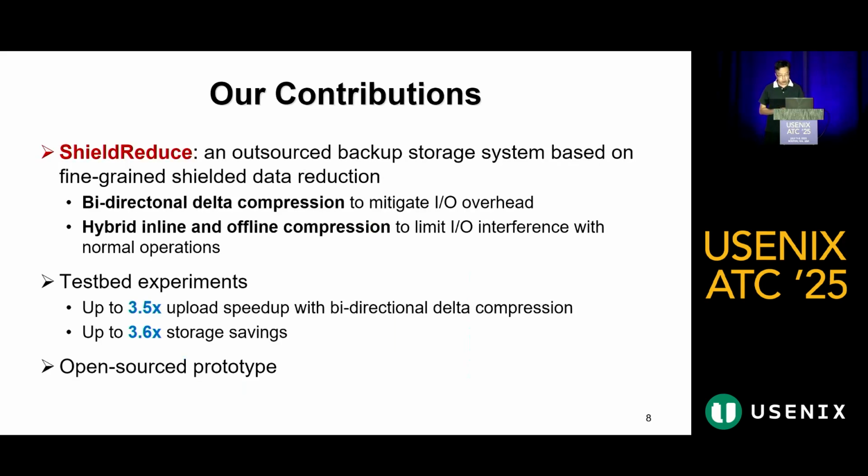So here come our contributions. We call this ShieldReduce. It's a system that supports outsourced backup storage based on fine-grained shielded data reduction. It's built on two techniques. One is bi-directional delta compression that mitigates the I/O overhead. Also, it uses hybrid inline and offline compression to limit the I/O interference with normal operations. We conduct a lot of experiments based on real traces, and we show that it can achieve up to 3.5 times upload speedup and up to 3.6 times storage savings, and we also open source our prototype.